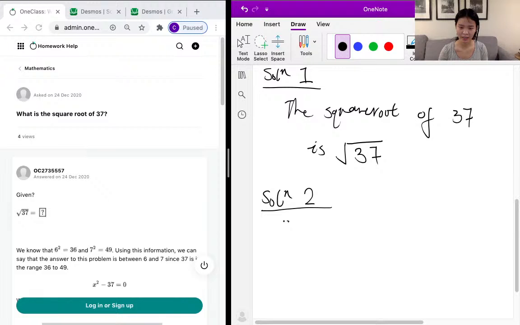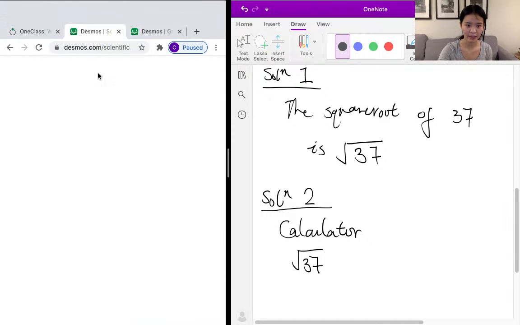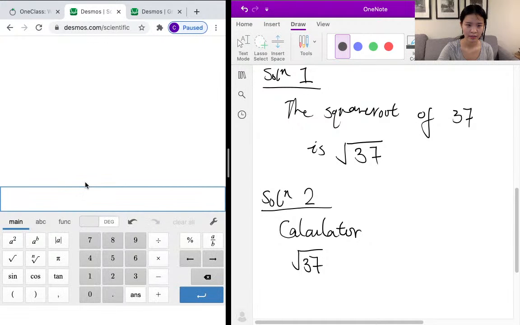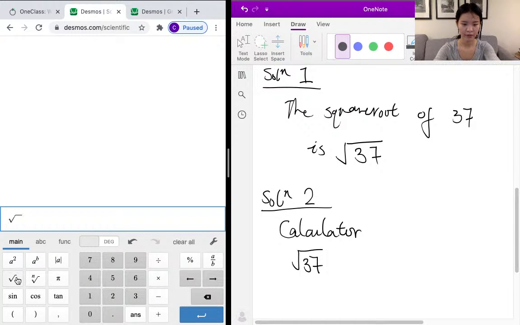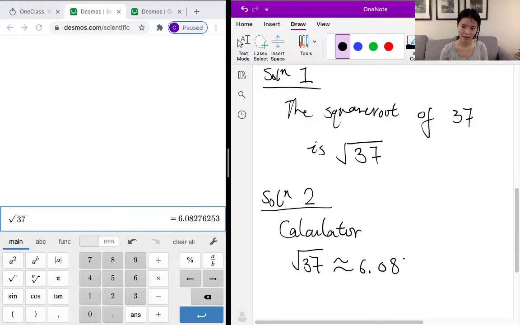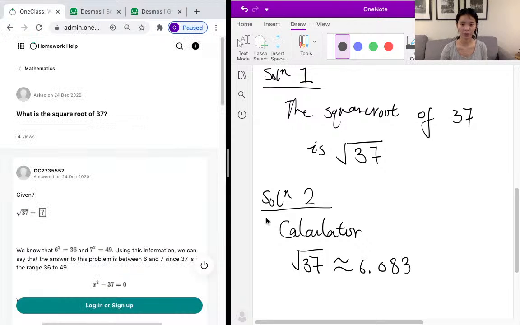For example, some people would just use a calculator, and they would just try to find the exact decimal value of the square root of 37. So let us try that over here. The square root of 37. Yes, they'll just say the square root of 37 is approximately 6.083 or something like that. The curly equal sign just means approximately equal to versus exactly equal to.